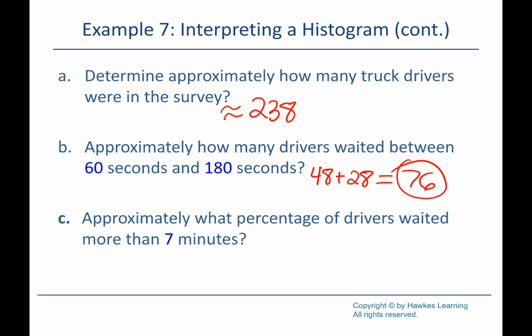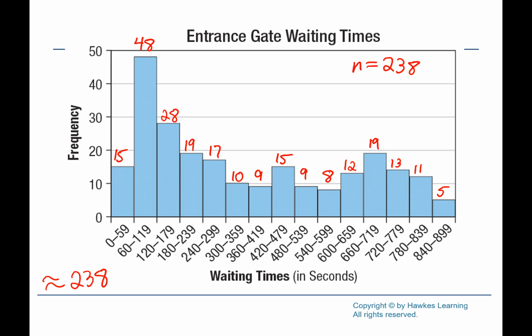Okay. C throws us a little bit of a curve, and you've got these in the assignment. Okay. C says approximately what percentage of drivers waited more than 7 minutes. Okay, so got two things going on. We need to figure out more than 7 minutes, and then we need to answer in percentage. So 7 minutes, since we're in seconds here, 7 minutes would be 420, yeah. So more than 7 minutes would be this bar up.